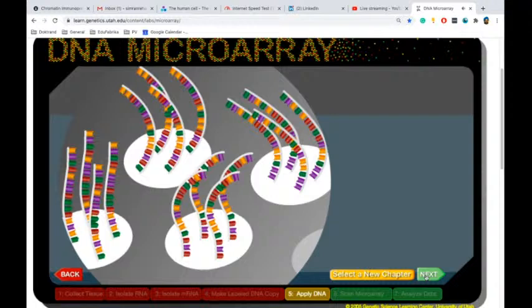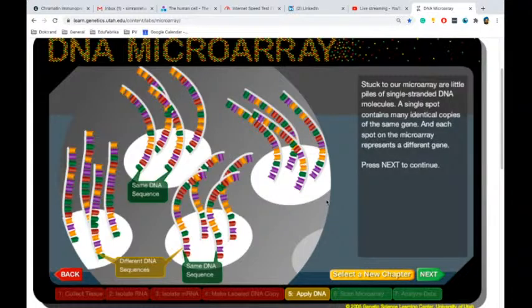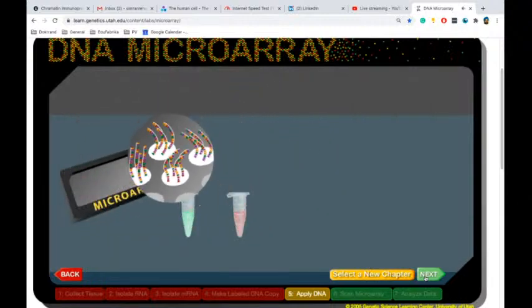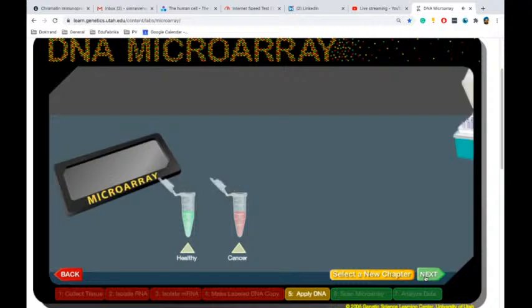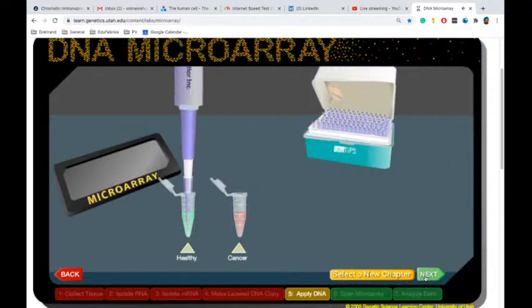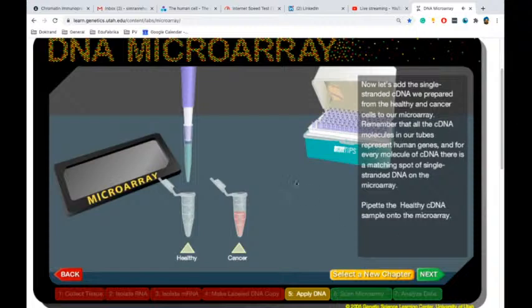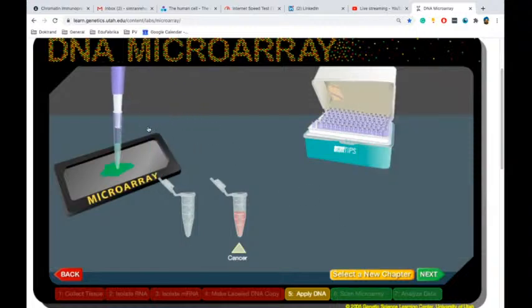Then you apply DNA stuck to our microarray, little piles of single-stranded DNA molecules. A single spot contains the same DNA sequences, and these are different DNA sequences in that part of your microarray. Our computer database lists which gene is contained in each spot. It will tell us that this spot has this gene, this spot has this gene. Now comes adding our sample to the microarray. And also the cancerous cells.